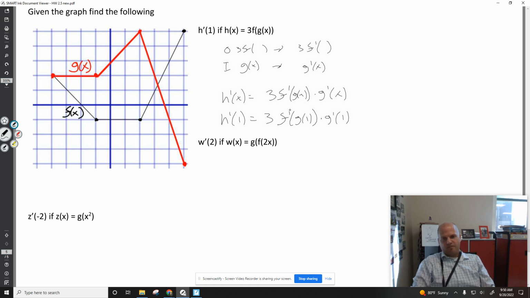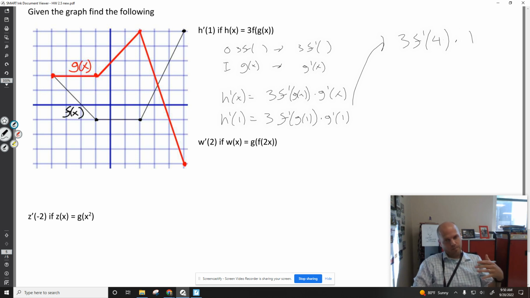I'm not finding f prime of 1. I'm finding f prime of g of 1. g of 1 is 1, 2, 3, 4. So this is 3 times f prime of 4. g prime of 1 is the slope of g at 1.